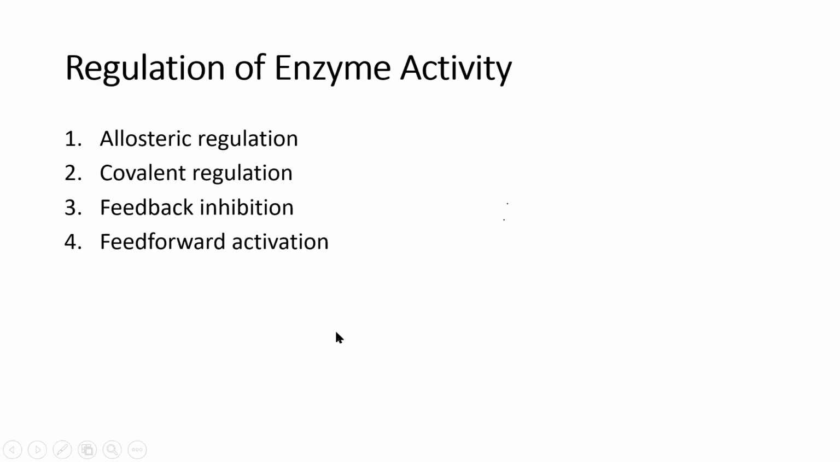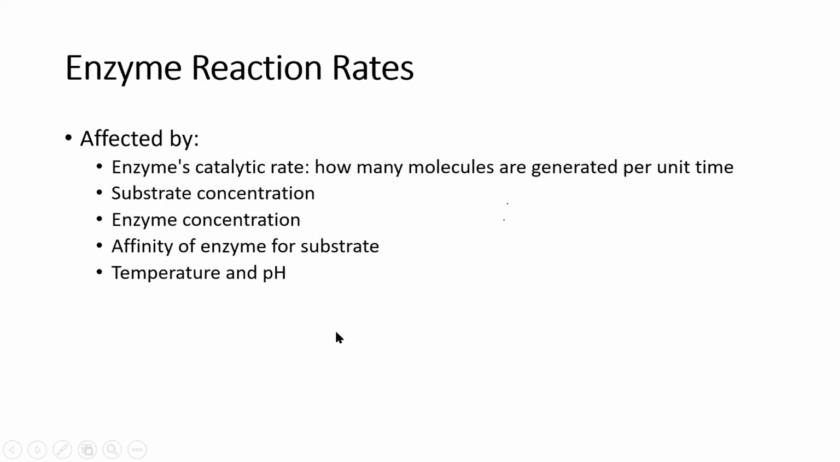Okay, and just to reiterate here, the catalytic rate is how many molecules are generated in time. So as we're going from either substrate to product or product back to substrate, how much of that substrate or product are we producing per unit time?